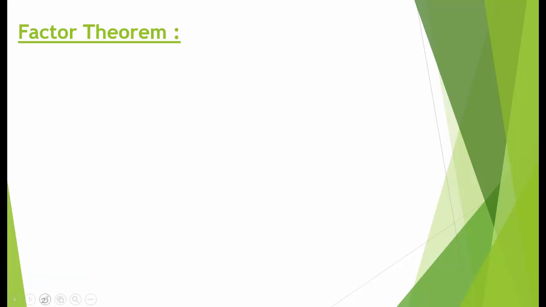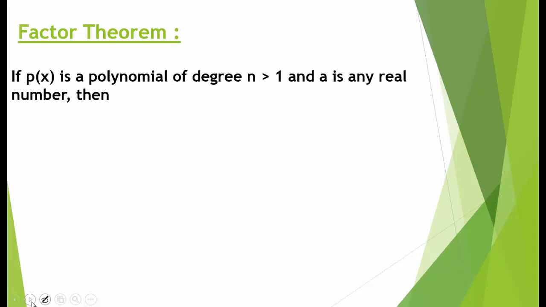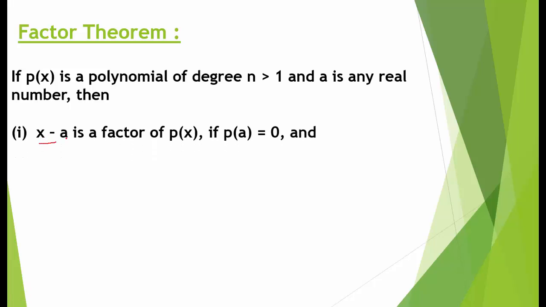The factor theorem says that if p(x) is any polynomial of degree greater than or equal to 1 and a is any real number, then x minus a is a factor of p(x). What will be the condition? The condition will be that the value of the polynomial at a, p(a), should be 0. That means if the value of the polynomial at a equals 0, then x minus a will be a factor of the polynomial.